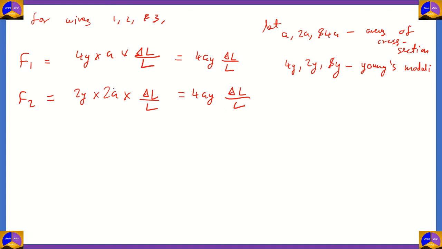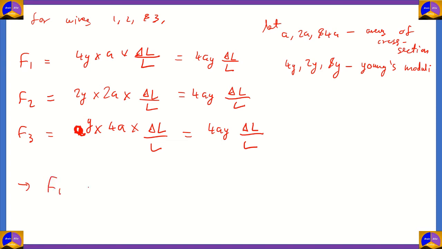So far, the force on 1 and 2 are the same. What about the force on 3? Actually, it's Y, the Young's modulus here, times 4A, which is the area of cross-section of the third wire, and then the strain remains the same, delta L by L. So therefore, you have 4AY times delta L divided by L. As you can see, the force on all of these wires is the same.